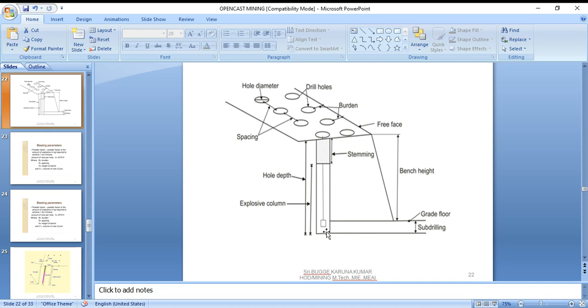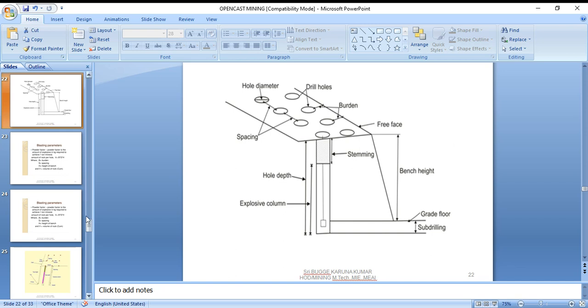The explosive column is filled from the bottom to three-fourths of the column with an explosive suitable for the particular location, and the remaining part is proper stemming. So hole charge is another point, and back breaking should be maintained. Back break line is important. These are the major terminologies you have observed here.